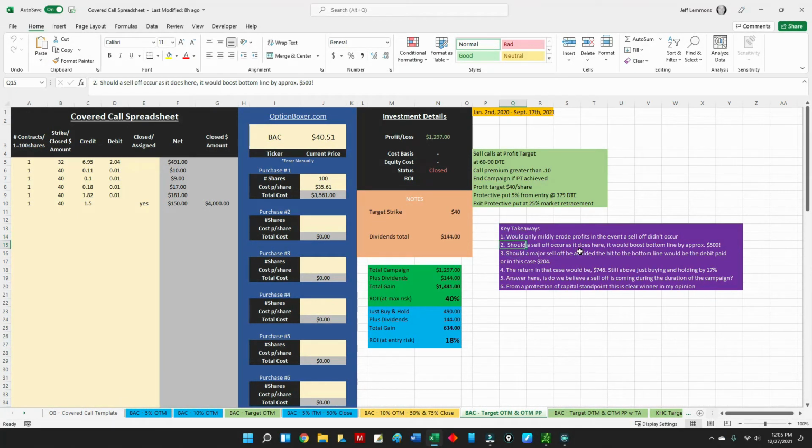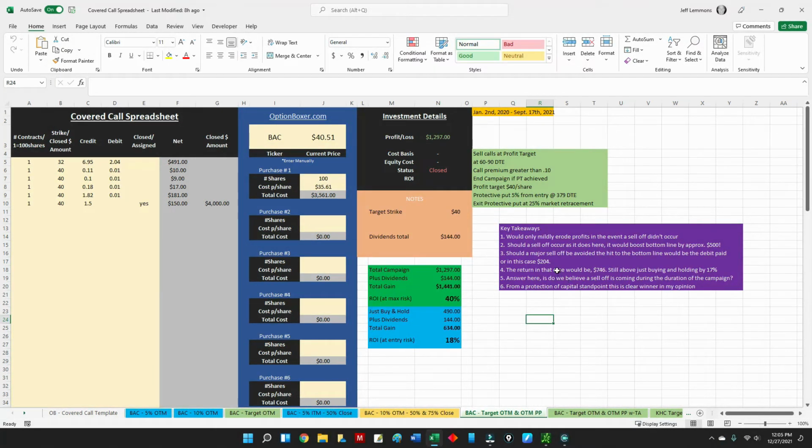Should the sell-off occur, as it does here, like I said, it would boost the bottom line by approximately $500, in this case by $491. And like I just mentioned, should the market never sell off, the hit to the bottom line would be $204, or the premium, or the debit, you paid to enter the protective put. The return in that case would be $746, which is still above just buying and holding the shares by 17%.